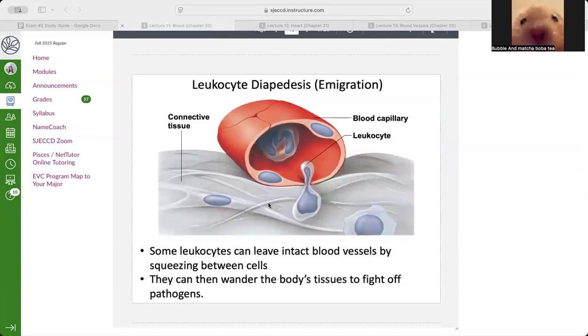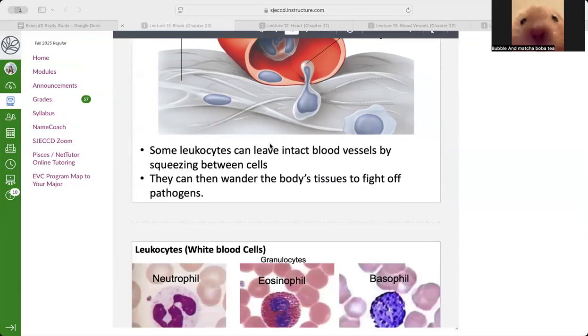Leukocyte diapedesis. This is when the white blood cells leave the intact blood vessels by squeezing between cells, and they wander through the body's tissues to fight off pathogens. So they travel through a capillary and decide, oh, there might be some pathogens. So they squeeze through the walls of the capillary, exit the capillary, and wander through connective tissue to find the bacteria. So this is immigration. They're like, okay, start coming out, coming out, coming out. And they're like, okay, let's go fight some pathogens. They're like warriors. Warriors are like, okay, who do we get rid of now?